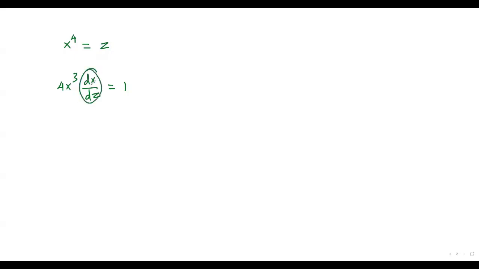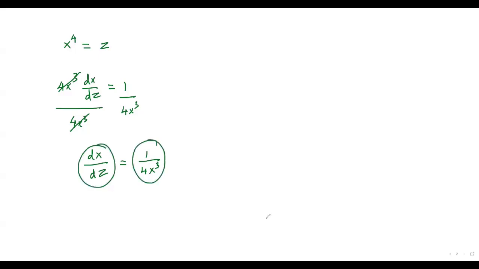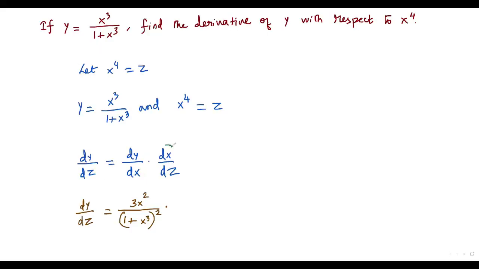Okay, our aim is to get dx over dz. So for that, we have to divide both sides by 4x cube. So I divide both sides by 4x cube. This 4x cube will cancel out. So I'm getting dx over dz equals 1 over 4x to the third power. Okay, now I got the result for dx over dz. Now we can plug this result for dx over dz into the original question. Okay, let's go back to the original question. Here we can plug in the result for dx over dz that we just got, that is 1 over 4 times x to the third power.